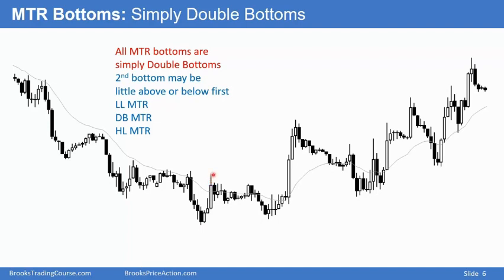The bulls tried for a reversal and failed. The bear trend resumed, but the resumption did not last long. It simply tested the old low, and then we have another reversal attempt, even stronger. This is a slightly higher low, but it's a double bottom. Lower low, major trend reversal. Higher low, major trend reversal.